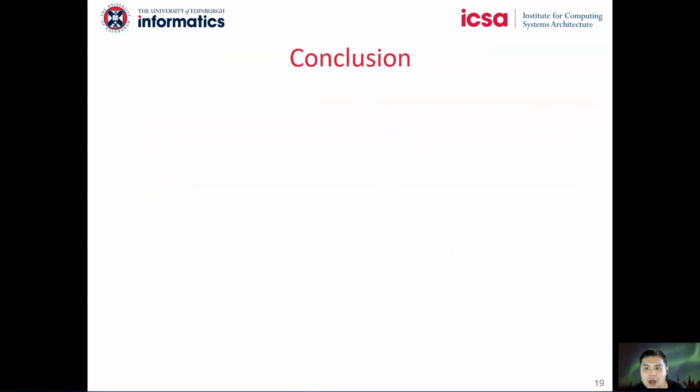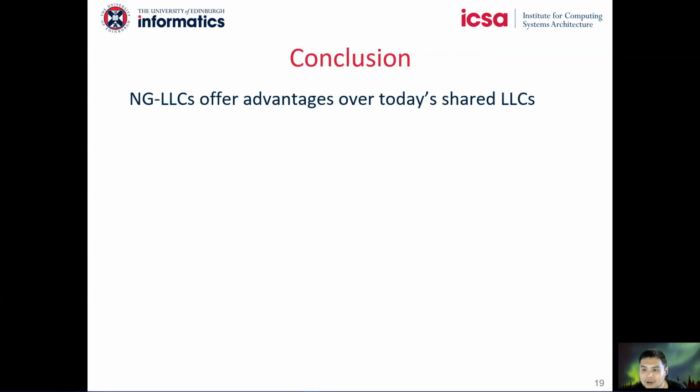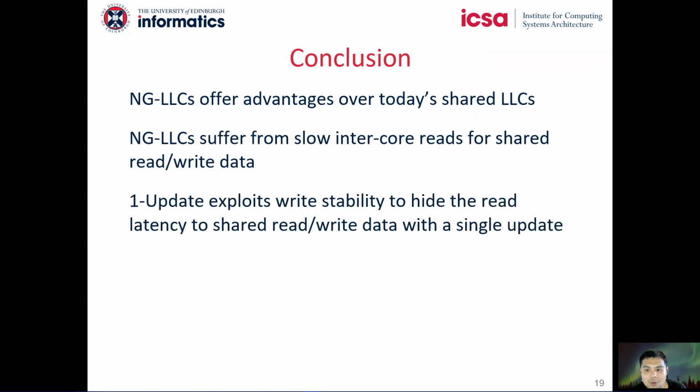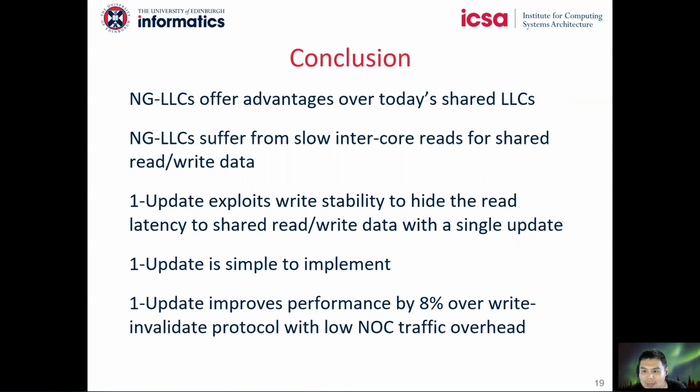So in conclusion, NG-LLCs offer advantages over today's shared LLC, such as large capacity with fast local access, but they suffer from slow inter-core reads for shared read-write data. So we propose one update protocol to solve this problem. It exploits write scalability to hide the read latency of shared read-write data with only a single update, and it's also very easy to implement. And after evaluation, one update protocol can improve performance by 8% over the write-invalidate protocol, and at the same time with low NoC traffic overhead.